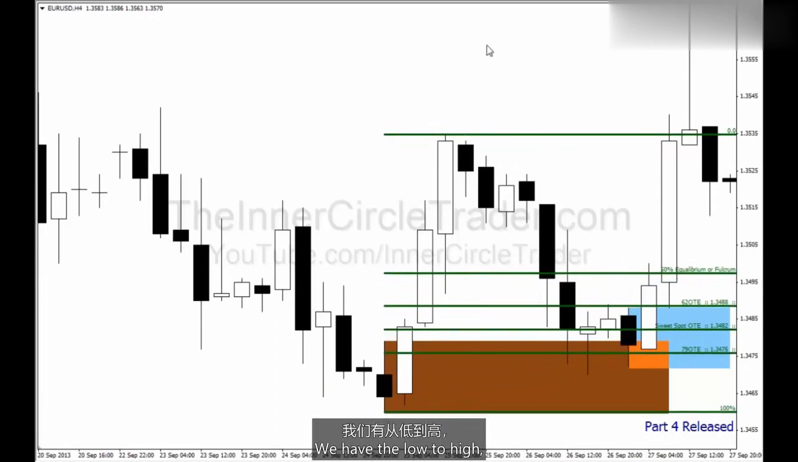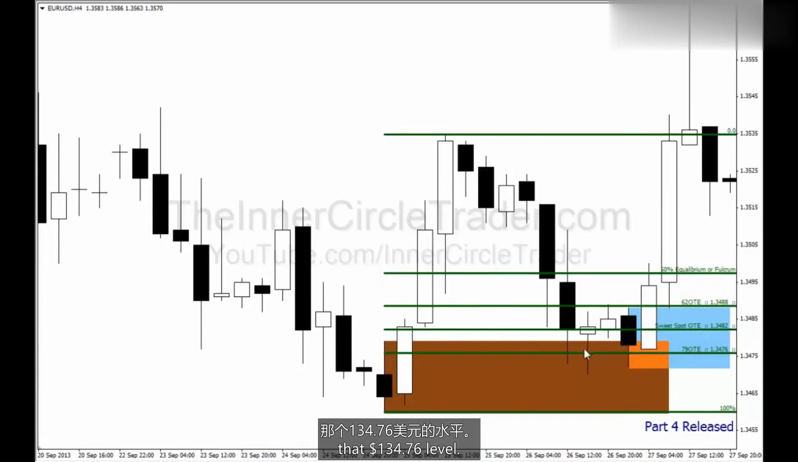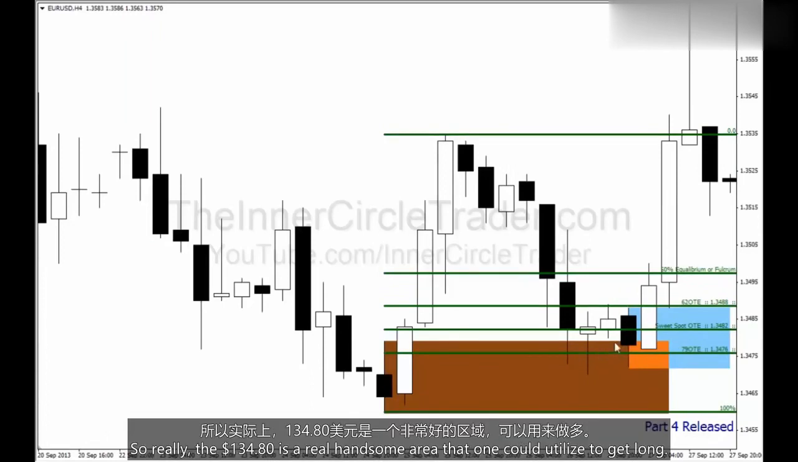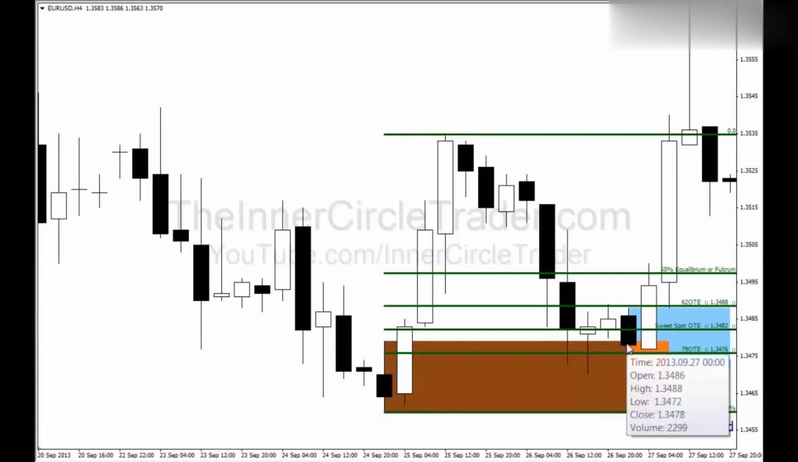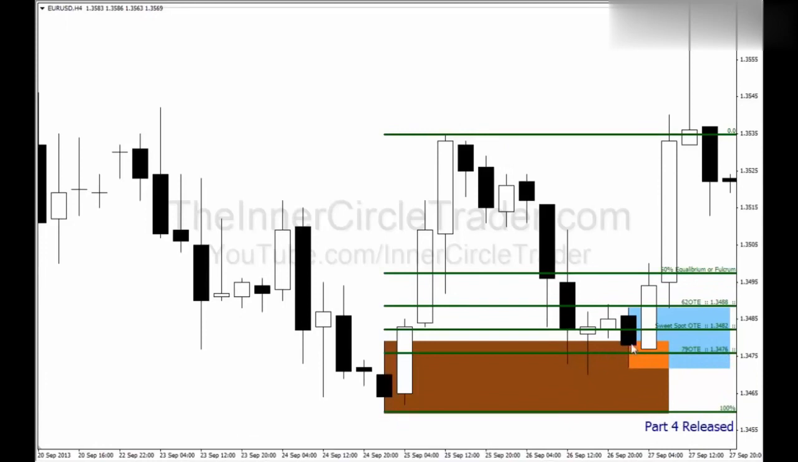Okay, we have the low to high, and price coming down to the 79-cent retracement level, that 134.76 level. So really the 134.80 is a real handsome area that one could utilize to get long. The fiber really likes the 80s to 20s and 50s, and price did obviously give you an opportunity to be a buyer here.